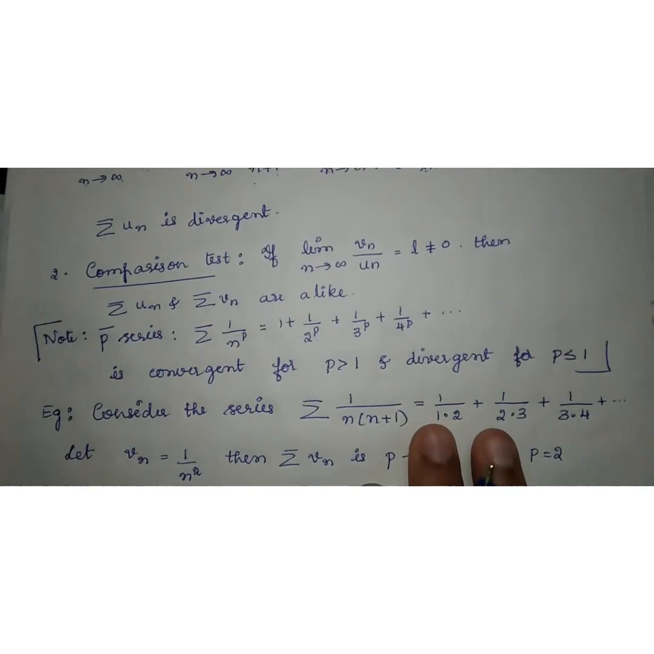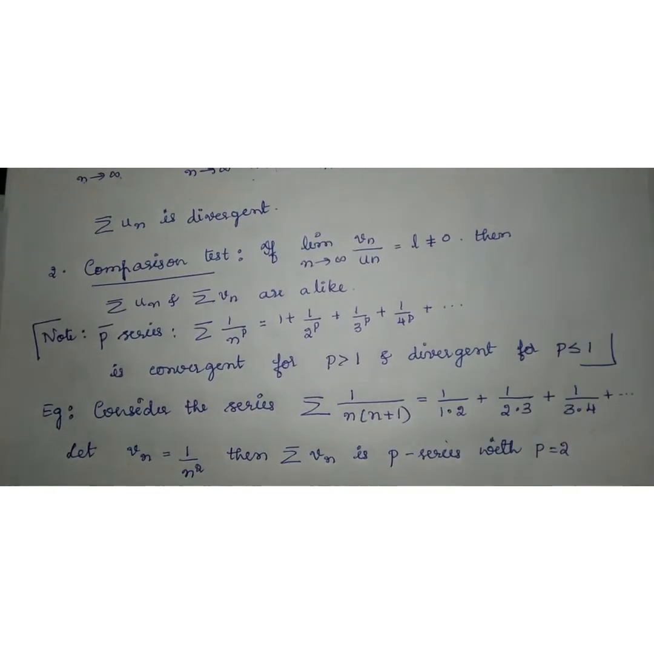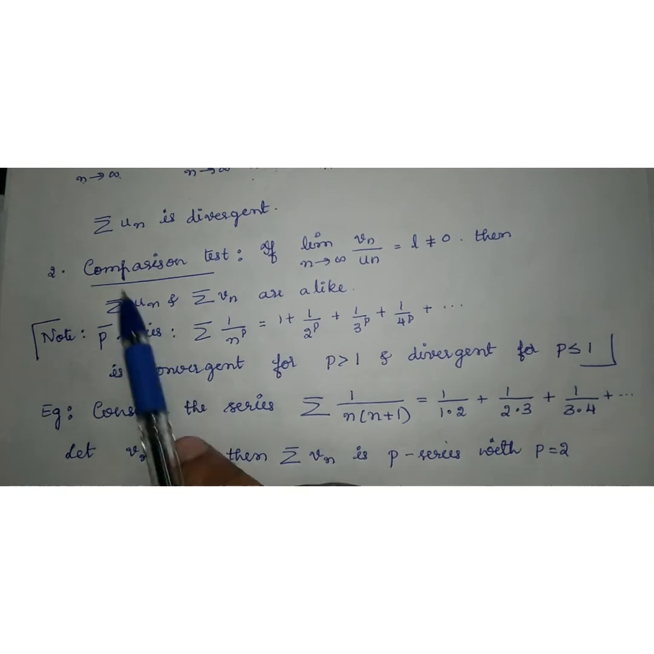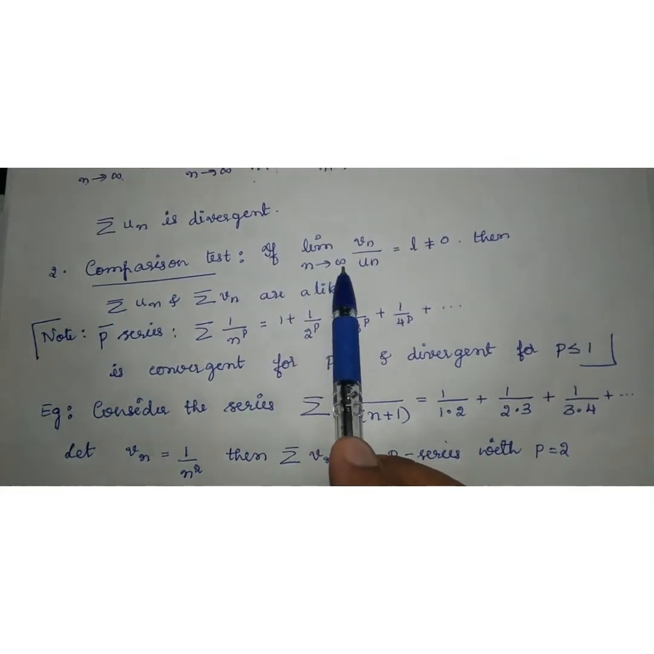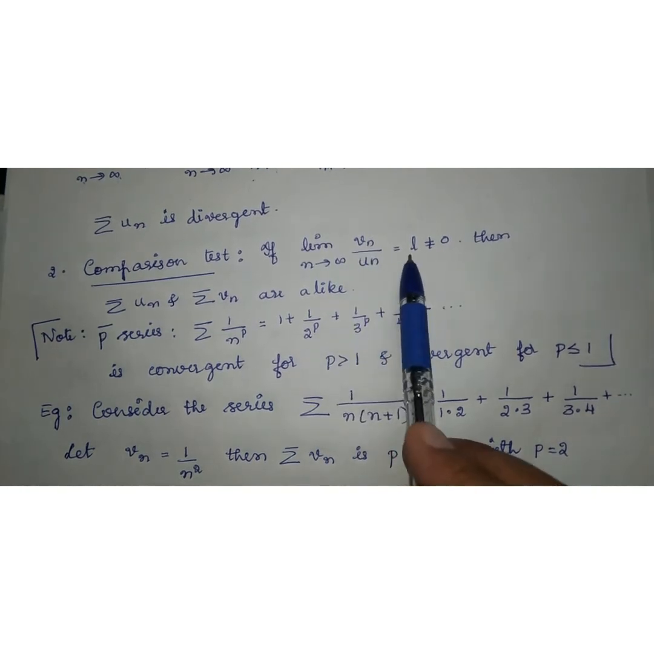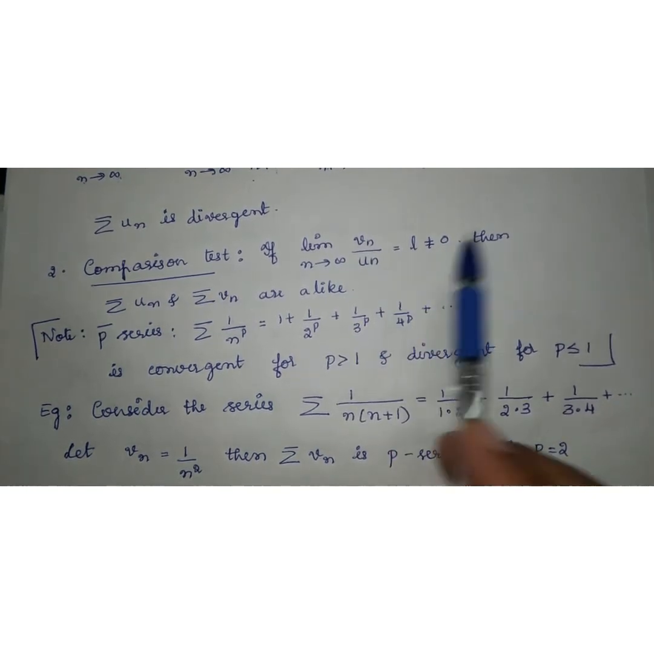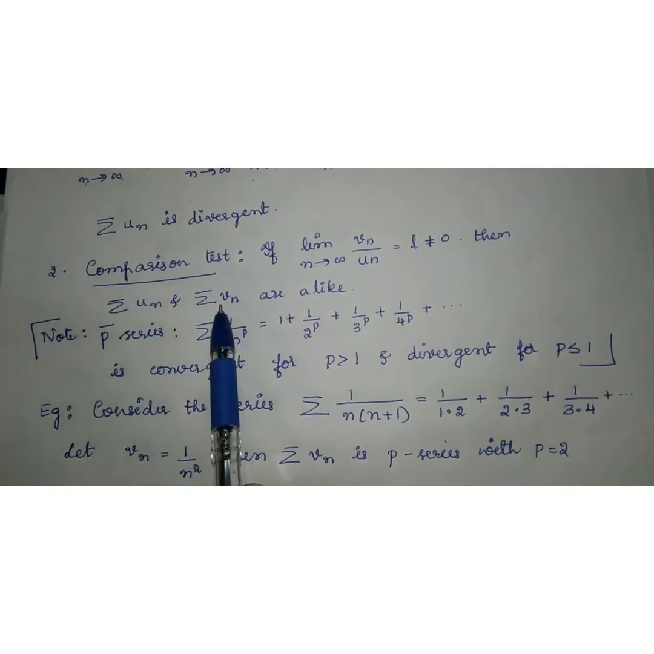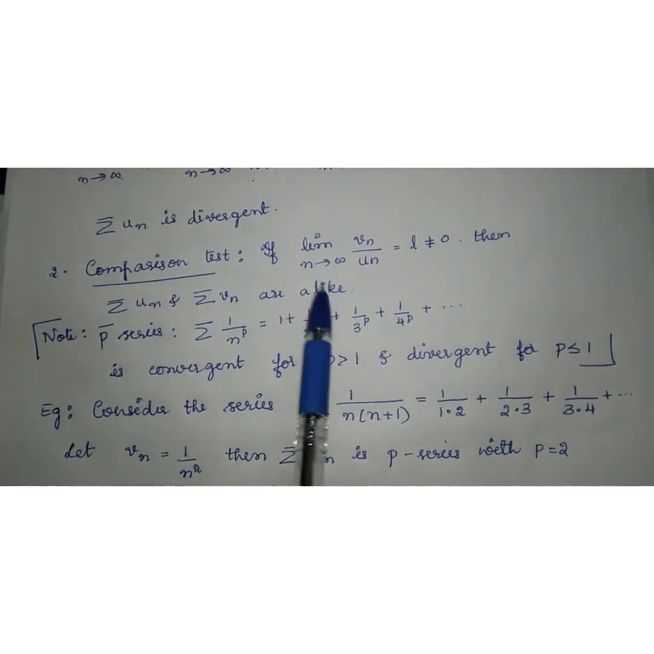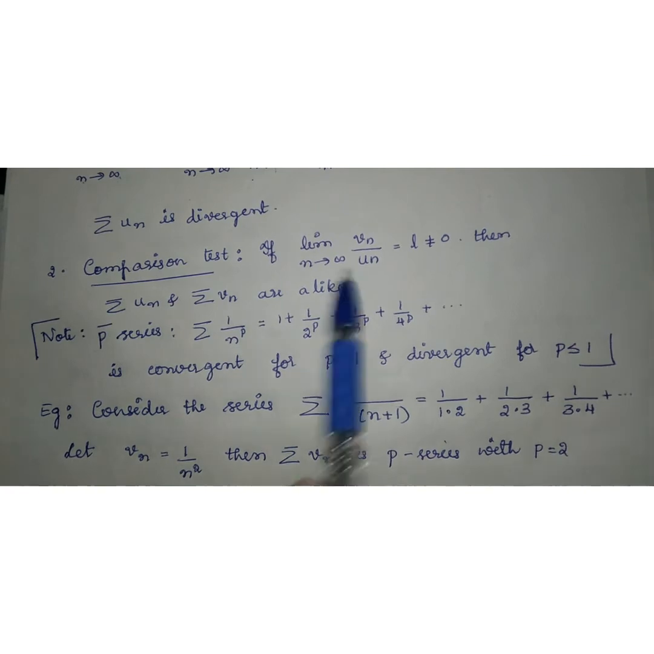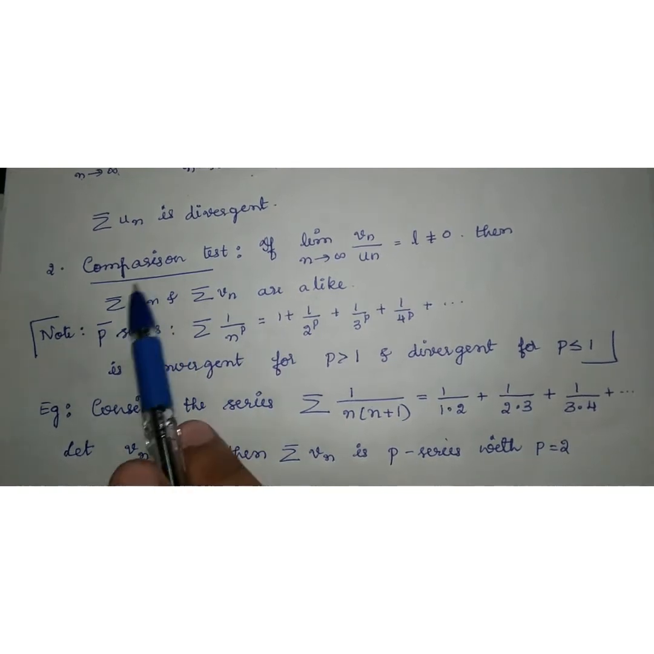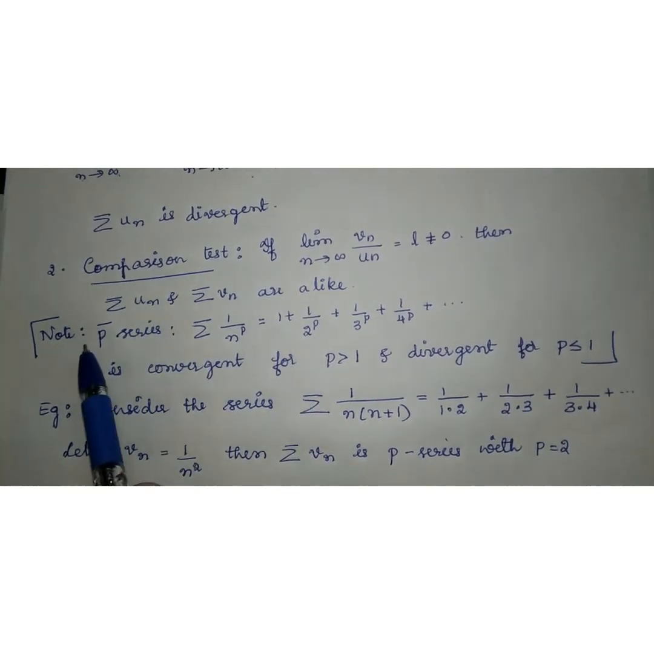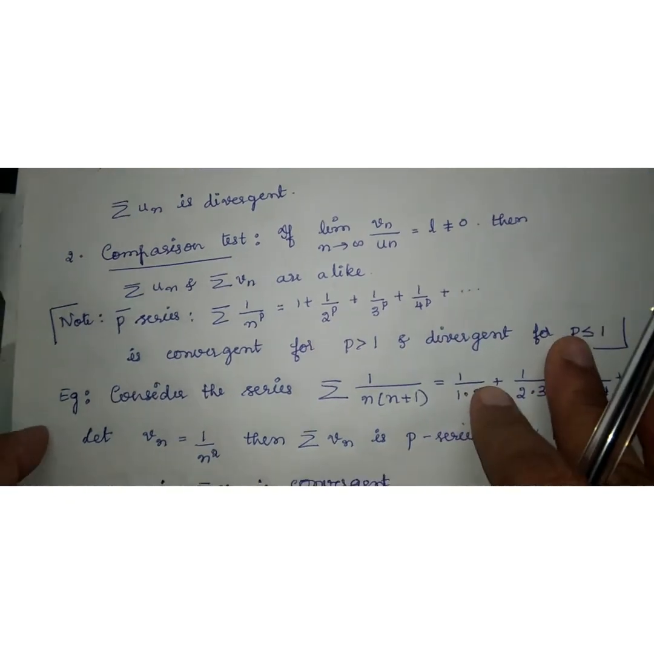And we have another test to check the nature of the series, that is the comparison test. That is, if limit n tends to infinity vn by un equals l, which is not equal to 0, then series un and series vn are alike. In this test, the only thing is we should have knowledge about the series, because we are going to compare the series. So here I have given you a note on the p series.